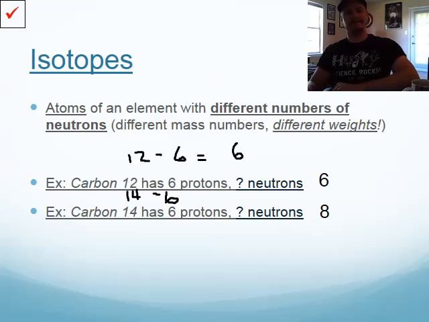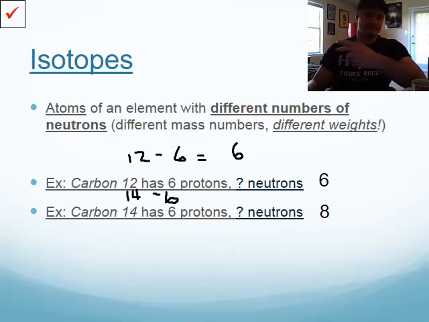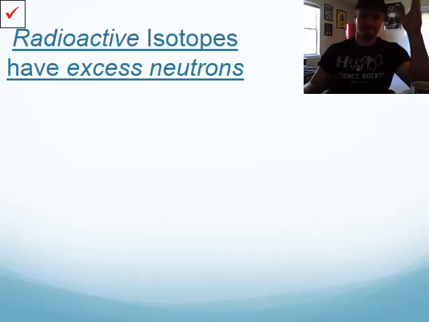We would have 8 neutrons. So isotopes are just elements that have a different number of neutrons. Simple as that. And remember, your atomic weight, or atomic mass, is the number of protons plus your neutrons. So radioactive isotopes have excess neutrons.